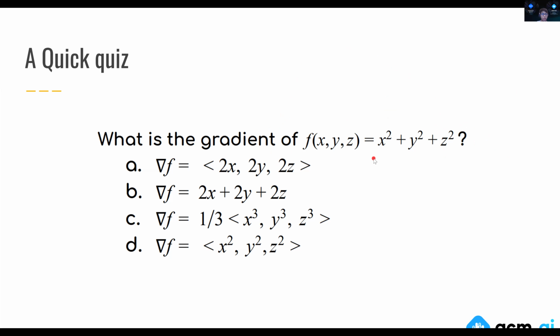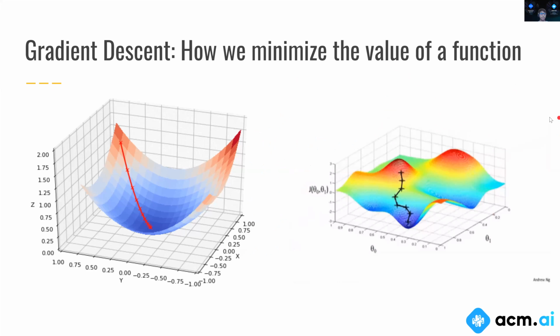Great. So now we're going to talk about this algorithm called gradient descent. And the objective of this algorithm is to minimize the value of a function. If you look at this graphic over here, we start off at this point all the way up here, and our objective is to get to this minimum. And that's what gradient descent helps us do.